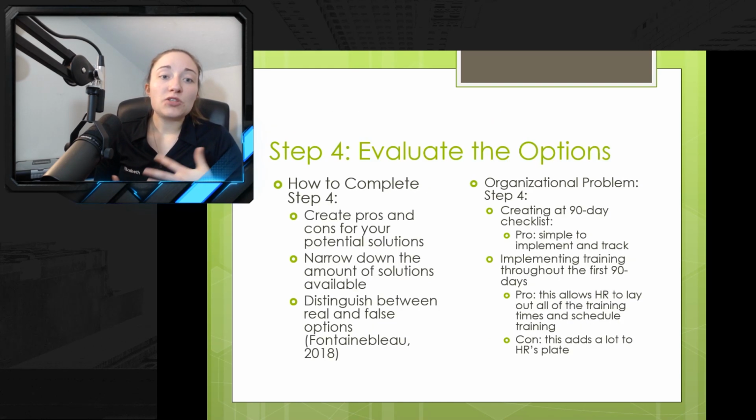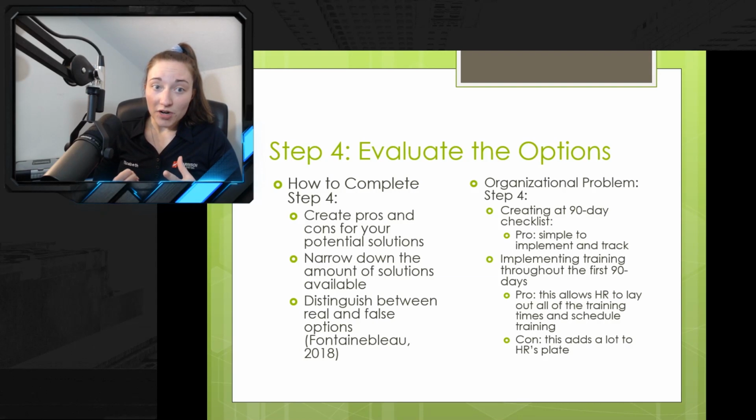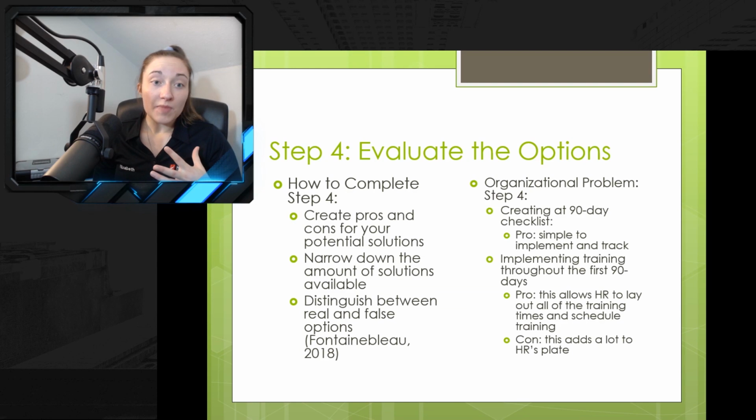So step 4 is going to be to evaluate our options. How you complete step 4 in any context is you can create pros and cons from your potential solutions. Narrow your solutions down to 5 or 10 practical solutions that could actually be feasible in your workplace. And then create pros and cons so you can see where the best solution may lie.